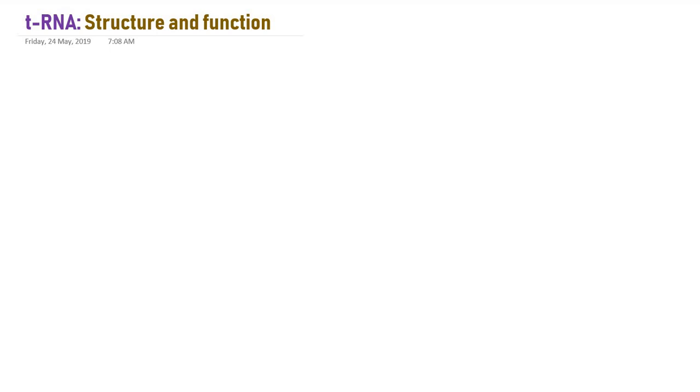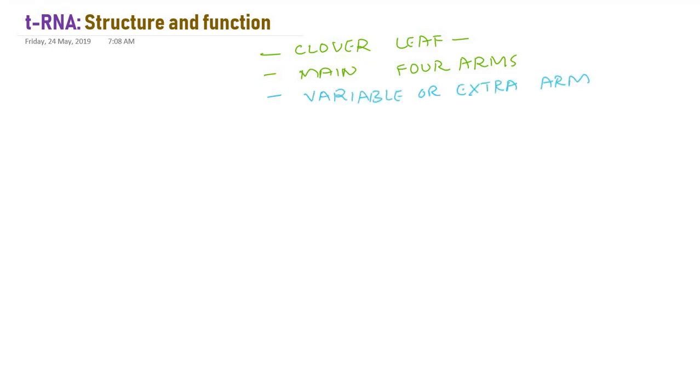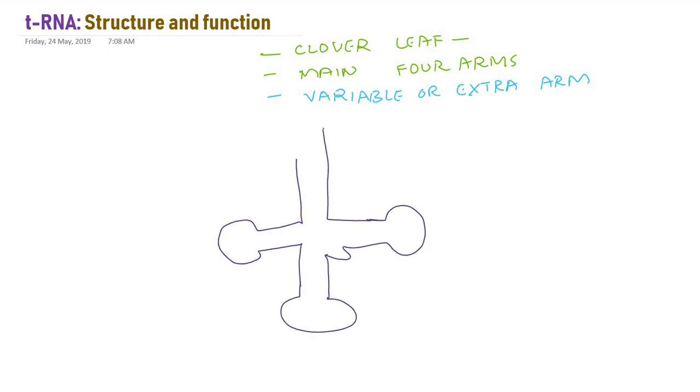The structure of tRNA, or transfer RNA, has a clover leaf appearance, and it is made up of 4 major arms, and in addition to these main 4 arms it has one variable or extra arm also. So let me draw the structure of tRNA. The transfer RNA looks like this. So this will be the 5' end and this will be the 3' end. And as I mentioned, it has 4 main arms.